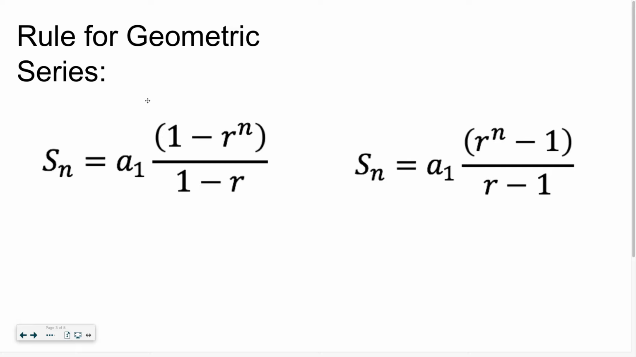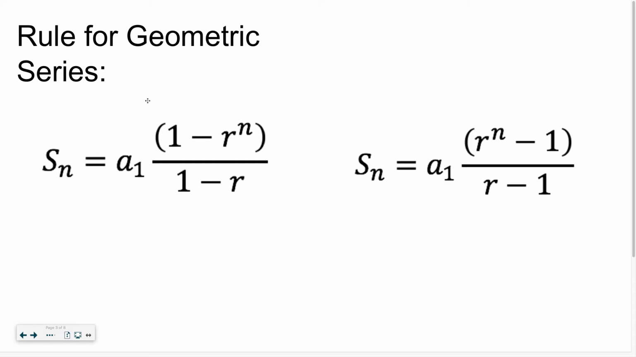Note that if we had rearranged the terms and written it like a polynomial in standard form, where the highest exponent was first and the lowest exponent was later, you would come up with a different version of that: r to the n minus 1 over r minus 1. Either one is fine. It doesn't matter.